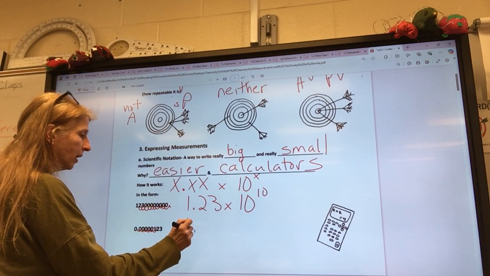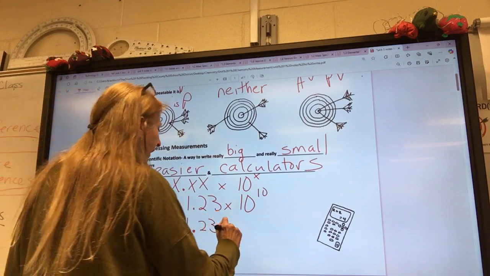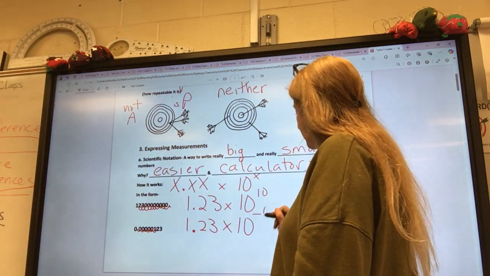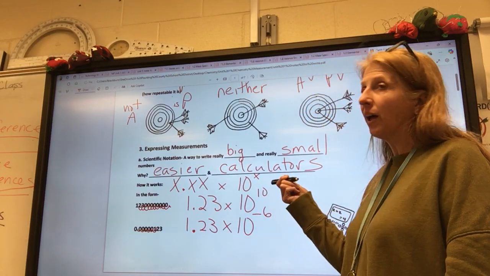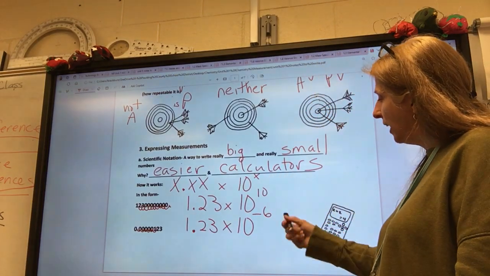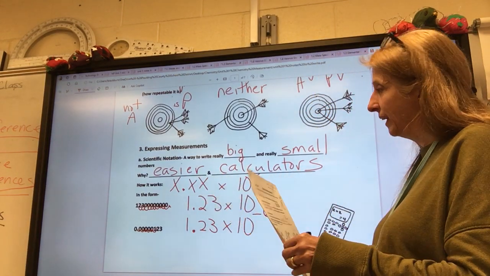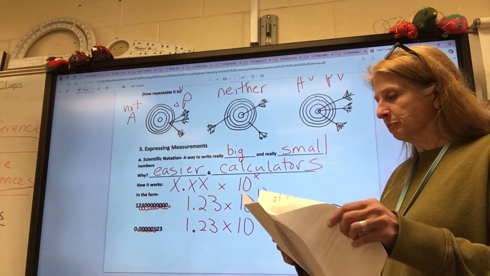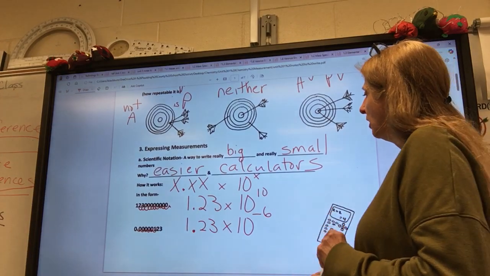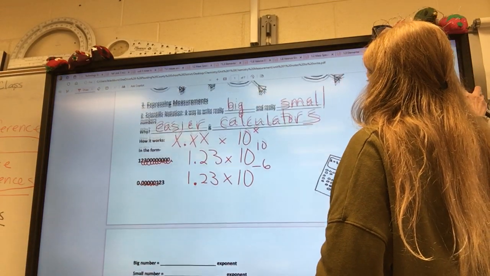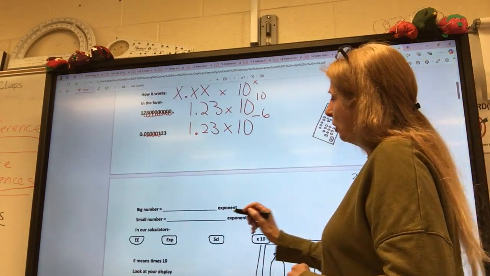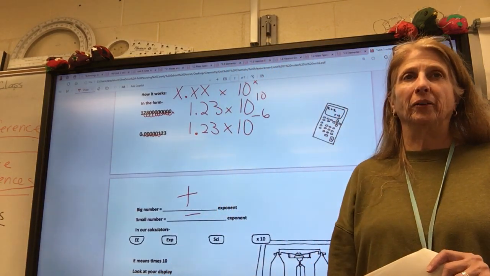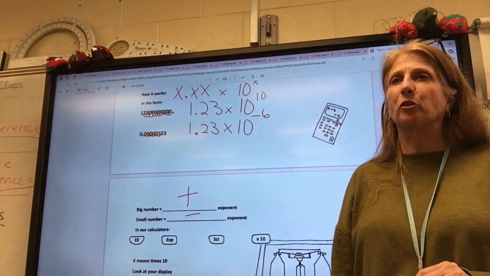So this is 1.23 times 10. Here's the tricky part. To the negative 6th. If it has a positive exponent, it's a big number. If it's got a negative exponent, it's a little number. We're going to write that down on the next page. So if you turn the page over, a big number is a positive exponent, a small number is a negative exponent. See how fast we can go?